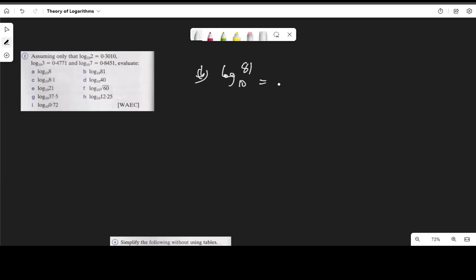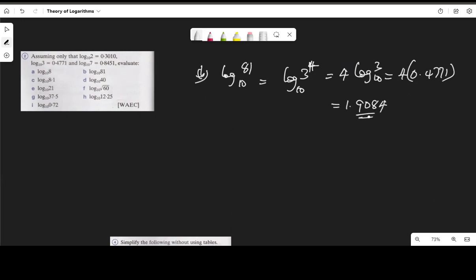For B, we have log 81 to base 10. 81 we can write as 3 to the power of 4, then to base 10, which is 4 log 3 to base 10. That is 4 multiplied by log 3 to base 10, which is 0.4771. And 4 multiplied by 0.4771 is 1.9084.